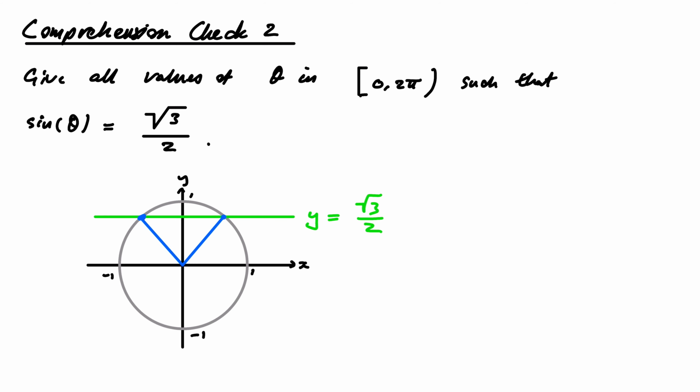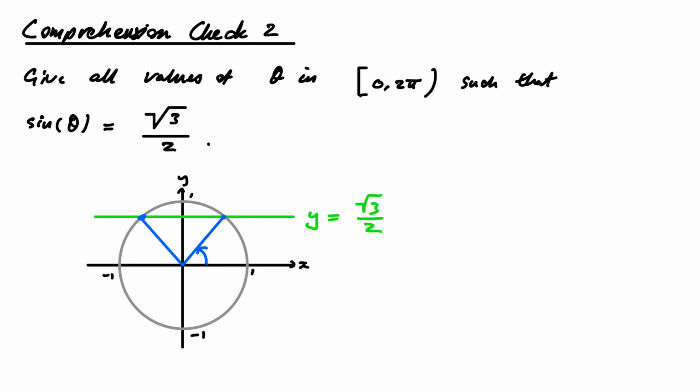So what we've got to do is work out which values of theta give me these two positions. That's what I've got to work out. It's got to be between 0 and 2 pi. So the first thing is let's calculate what this angle is. What's this equal to? So this angle. Well, we know what that angle is because it's one of my special values.